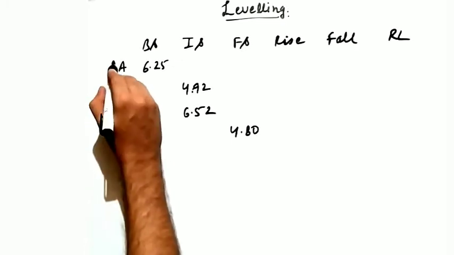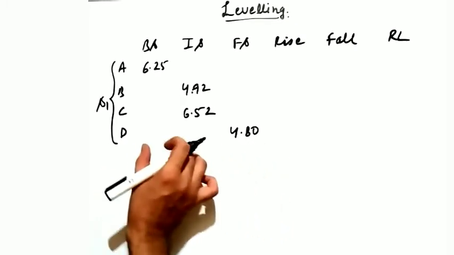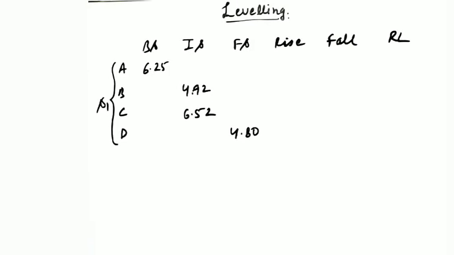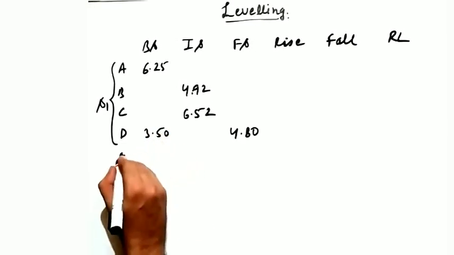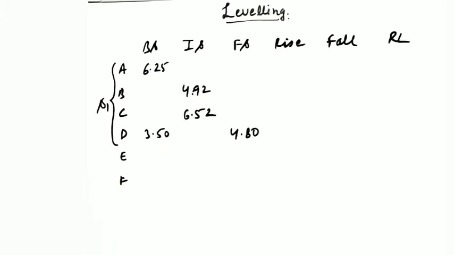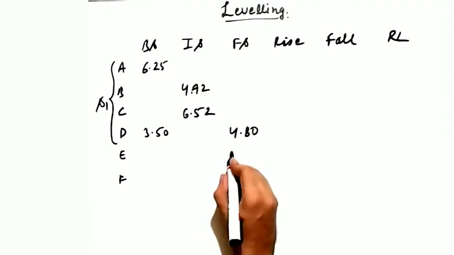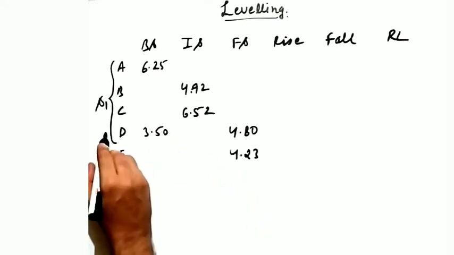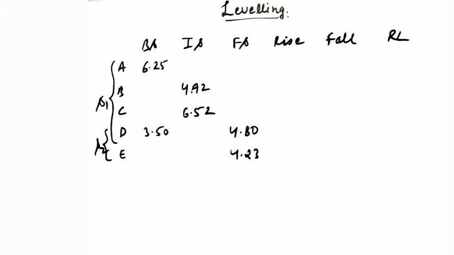This is S1. Now I change the station at D point, so I will have to take the reading at this point again from our new changed station. So the reading was 3.50, suppose E, F, and finally I took a fore-side reading as 4.23. There was no intermediate side reading at this S2 station. This is S2. So this is all about the table.